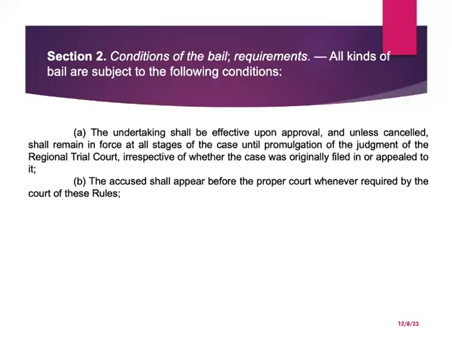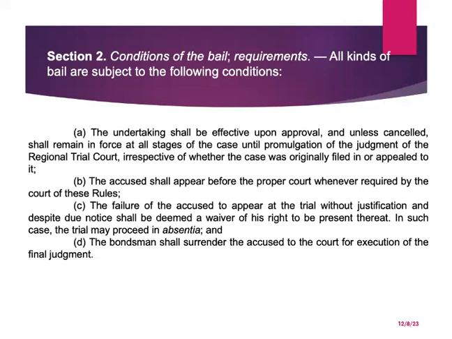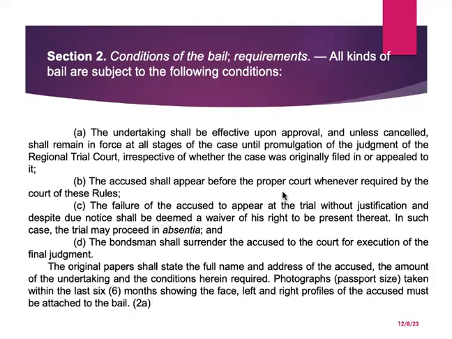Now, Section 2 provides the conditions of bail. All kinds of bail are subject to the following conditions. Number one, the undertaking shall be effective upon approval and unless canceled, shall remain in force at all stages of the case until promulgation of the judgment of the regional trial court, irrespective of whether the case was originally filed in or appealed to it. The accused shall appear before the proper court whenever required by the court. Of these rules, the failure of the accused to appear in the trial without justification and due notice shall be deemed a waiver of his right to be present thereat, and in such case, a trial may proceed in absentia. And then the bondsman shall surrender the accused to the court for execution of the final judgment.